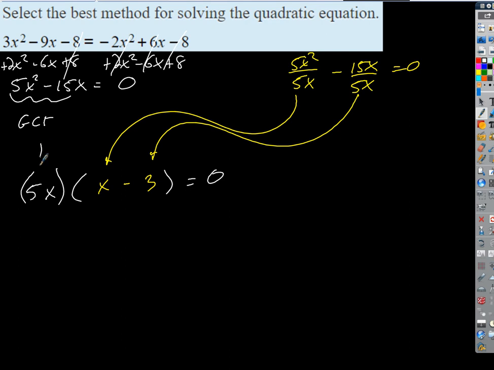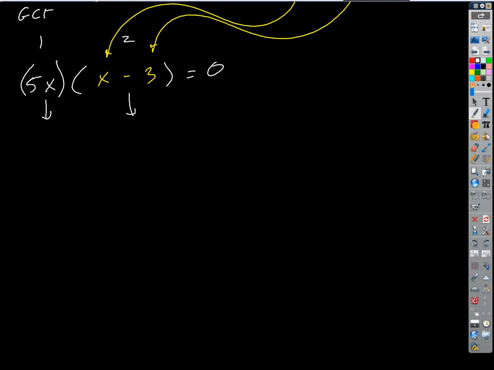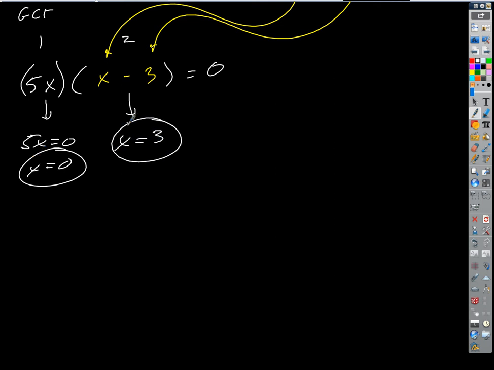I've got 1 factor there and a second factor there, and I'm going to set each one equal to 0 and solve, right? So then by the zero product property, I know that the product can only equal 0 when either that one is 0 or that one is 0. What are my solutions going to be? When is 5x equal to 0? When x equals 0, right? x minus 3 is 0 when x equals 3. So those are my 2 solutions, right?